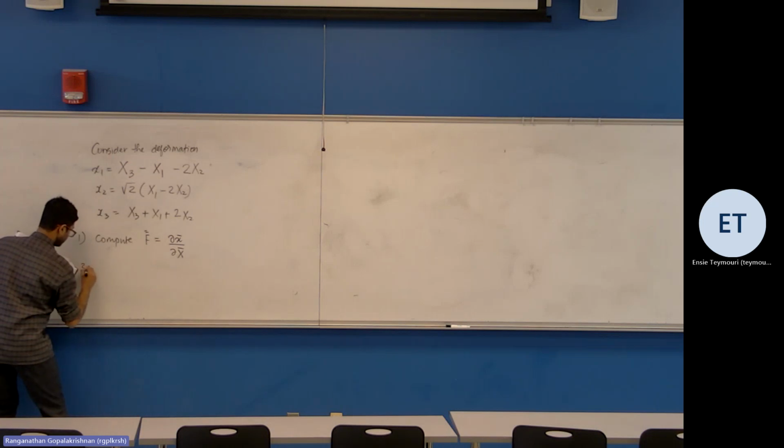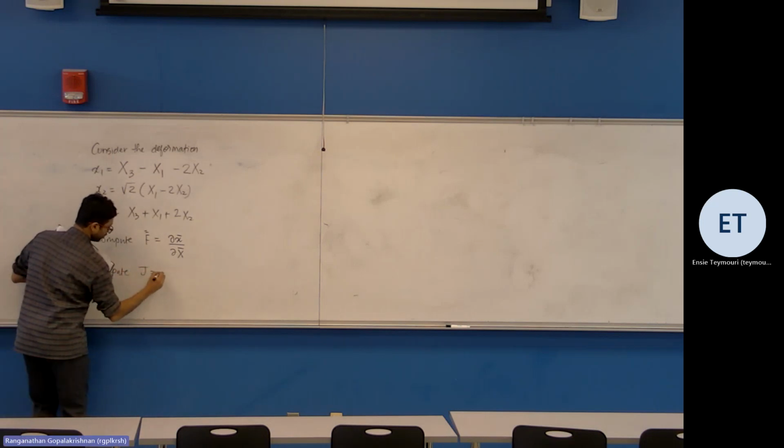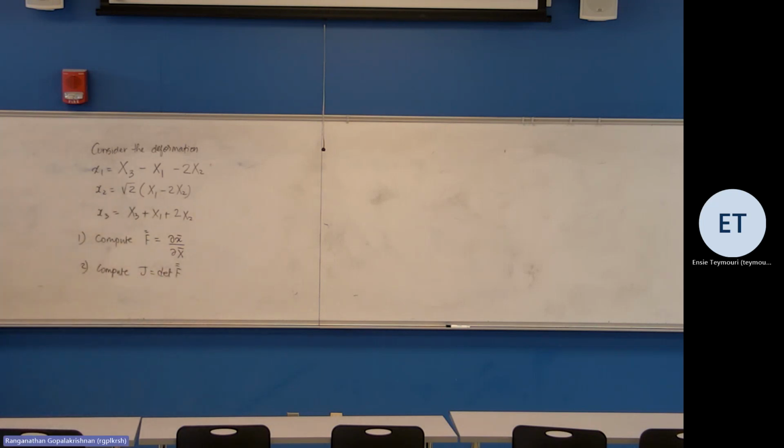Part 1, compute the deformation tensor or deformation gradient F, which is defined as partial x over partial uppercase X, and compute J, which is the determinant of F, the Jacobian. So your time is 5:33. You have until 5:43 to do these two problems. Pop quiz, 1%.